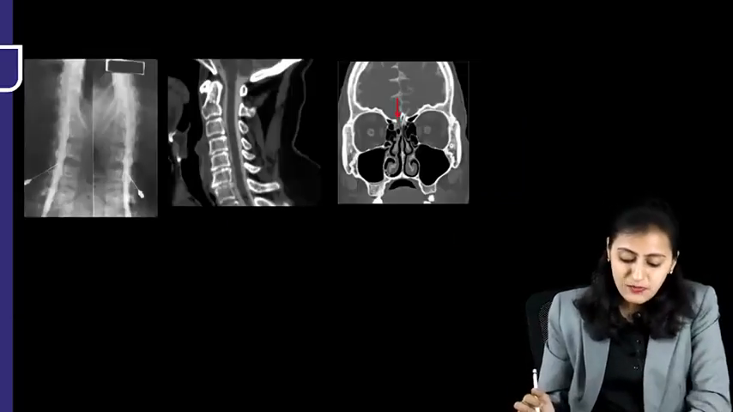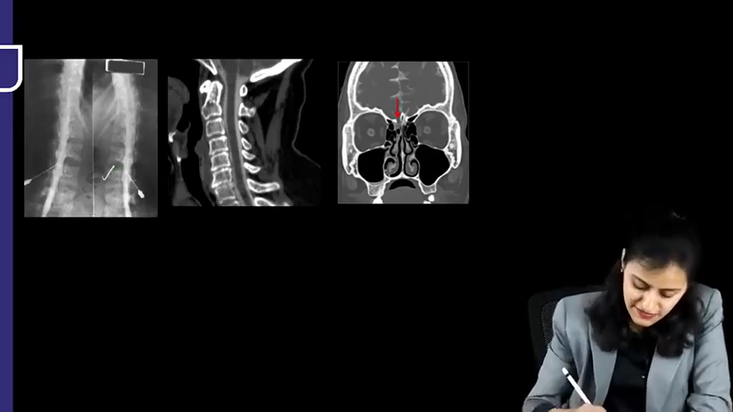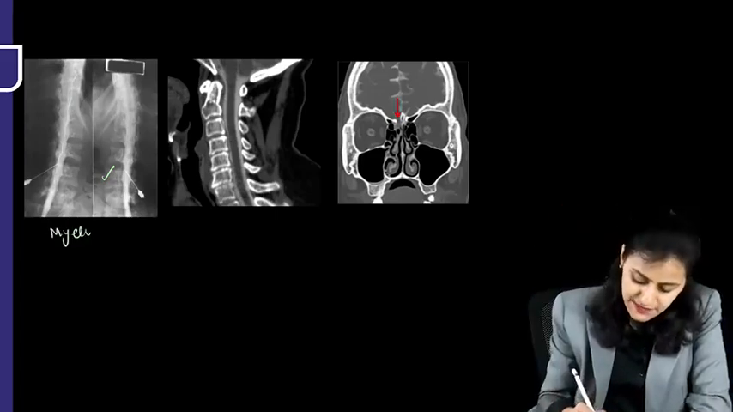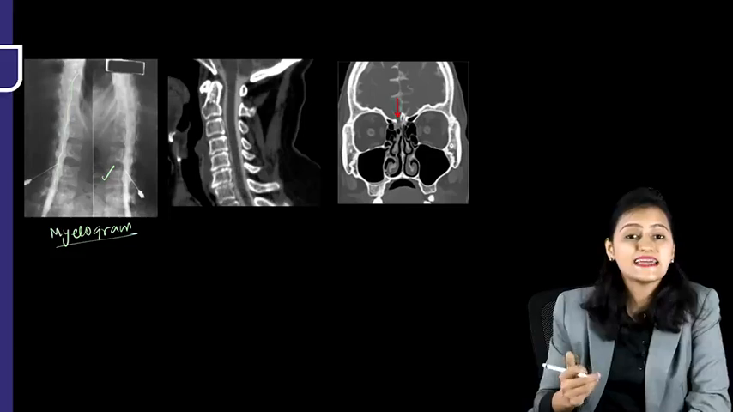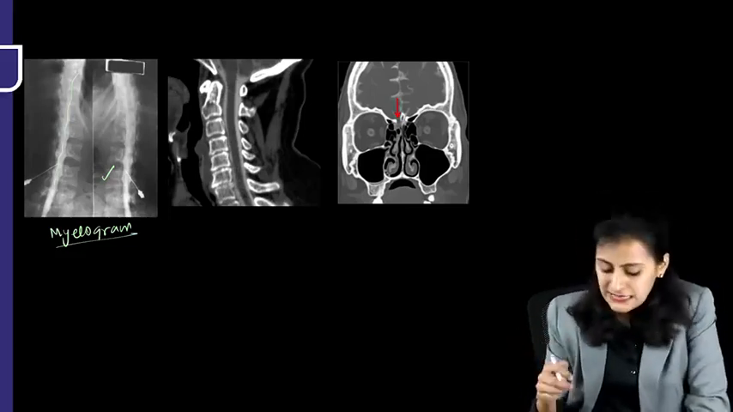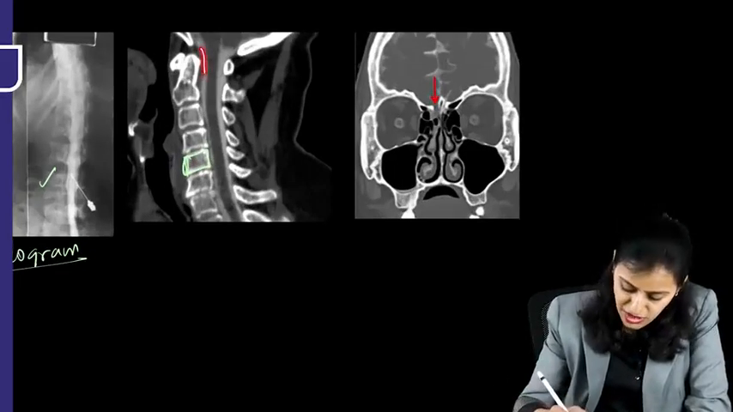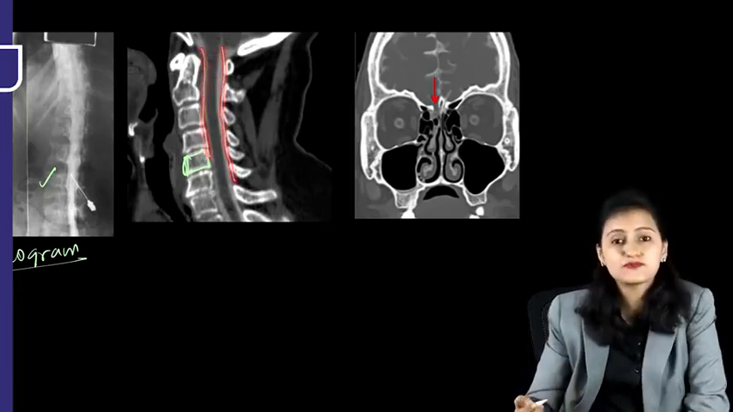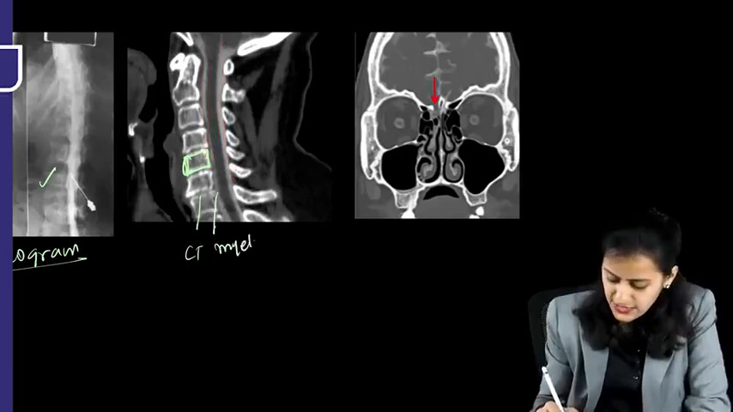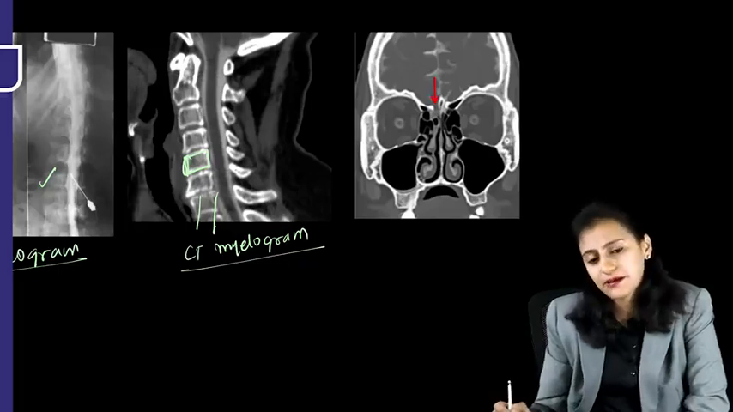Going to the next one, what investigation is this that we are seeing here? This is an X-ray, but we are seeing the contrast in the spine region. So this is an X-ray myelogram, which used to be done earlier when there was no evolution of MRI. Next one, where you see the white bone, and along with that, you see this white contrast surrounding the spinal cord. So this is the CT scan along with the contrast surrounding the cord. This is CT myelogram.